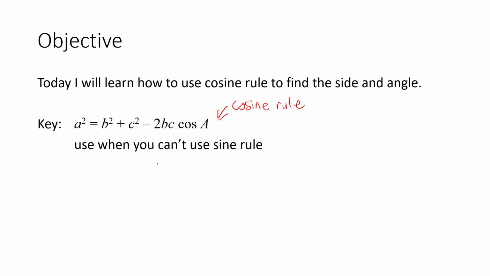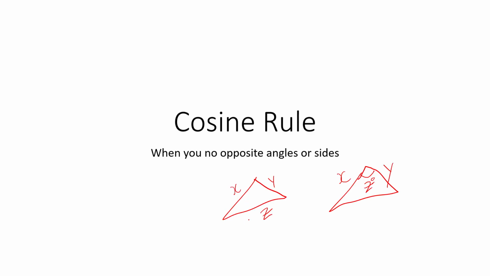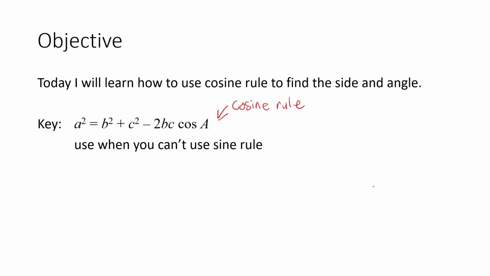And like what I said, you use cosine rule when you can't use sine rule. And what are the situations where you cannot use sine rule? I have mentioned it down here. In this situation, where you are not given any angle, or in this situation, where you are not given any angle or side that you can pair them up with. So this is the time where we use cosine rule. So copy this down.